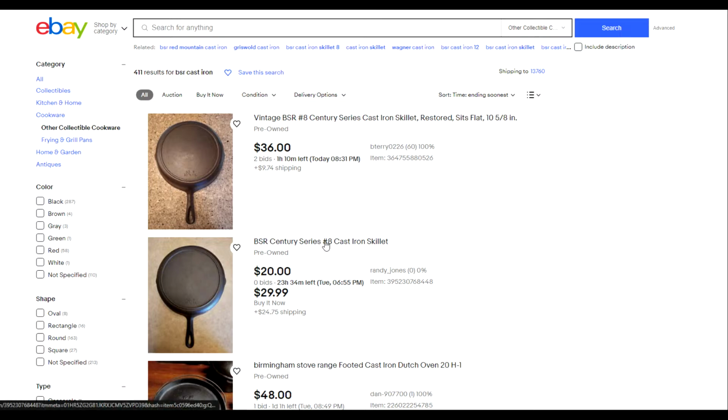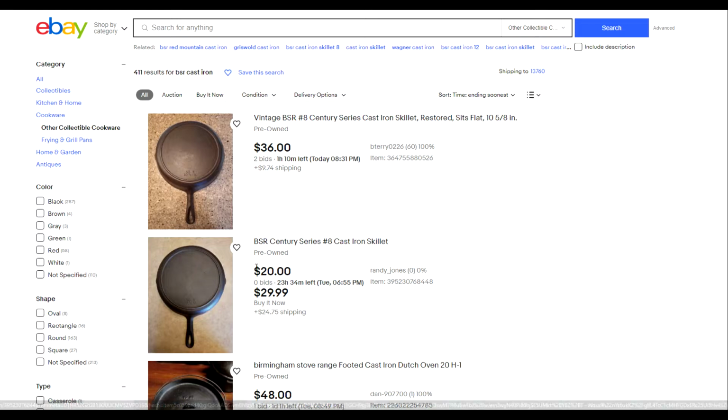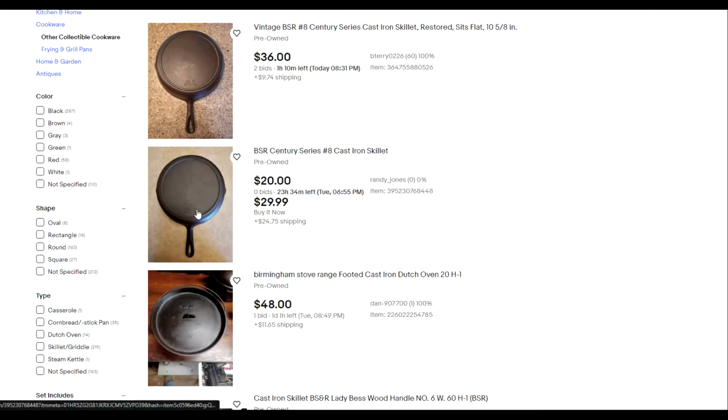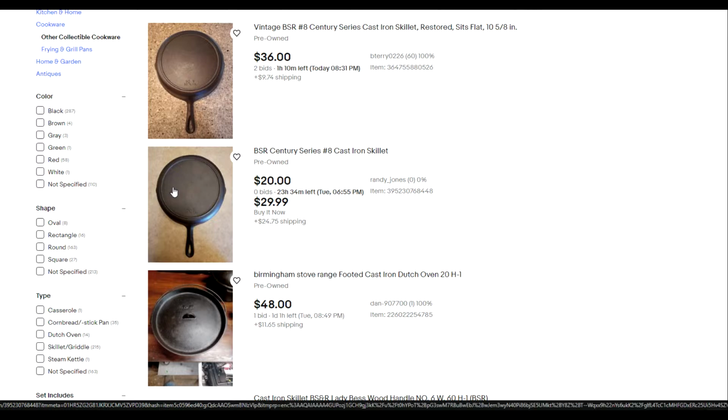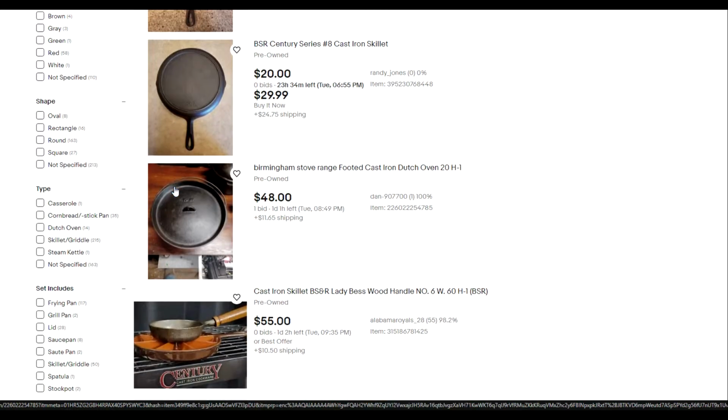Here's another number 8 that has a bid of $20, or you can buy it now for essentially $30 plus $24.75 shipping. So in other words, you would be paying anywhere from $50 to $55 for this one. That is quite a price for something that we can still find relatively easily at flea markets and yard sales and all the rest.